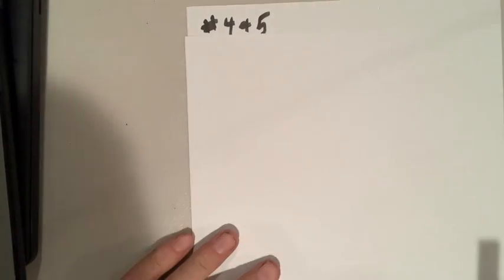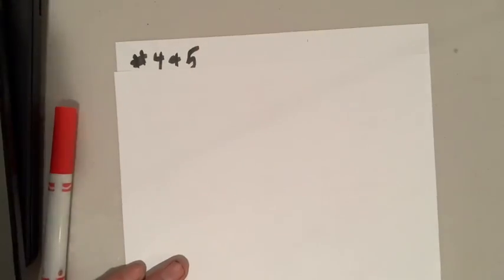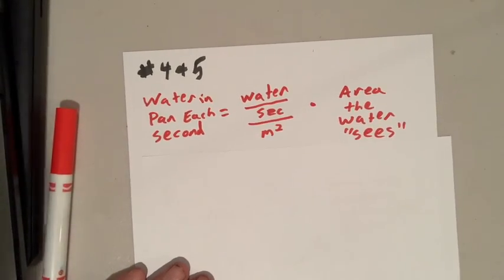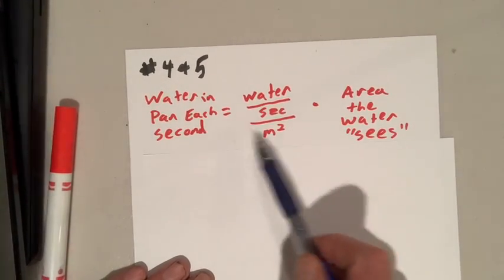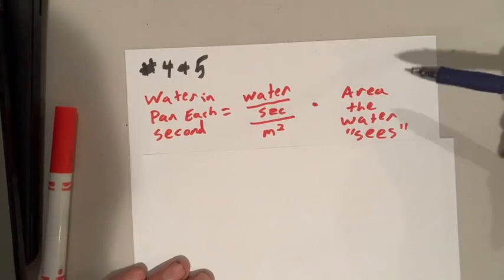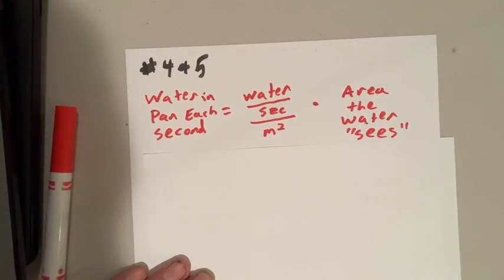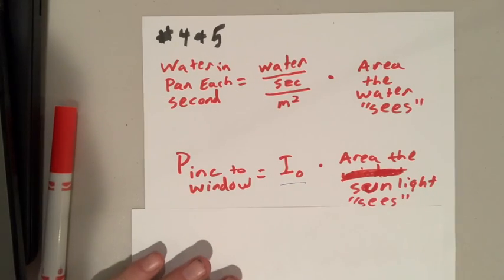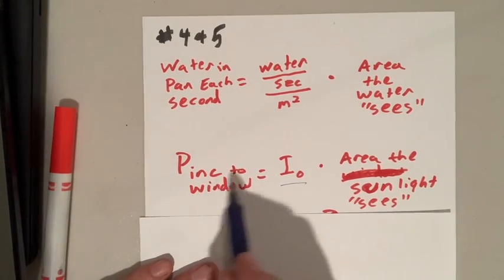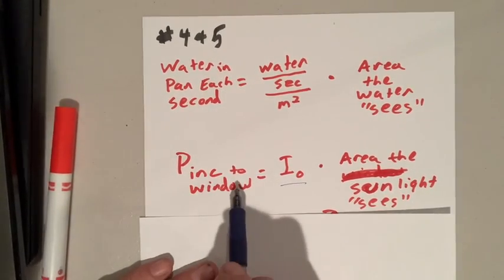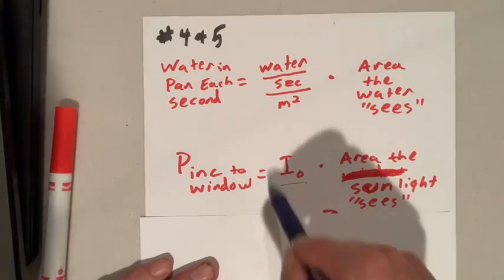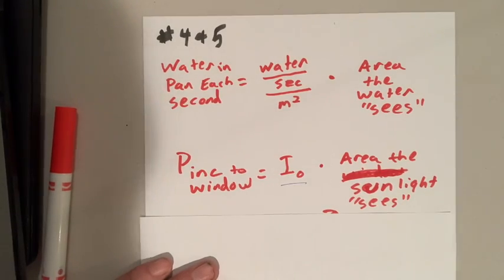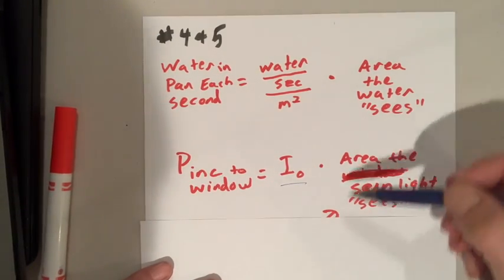So finally, let's try to understand this equation 4 and 5. So conceptually, the water entering the pan each second is equal to the intensity of the water per second per meter squared, times the area that the water sees. In terms of sunlight, the incident to the window power, joules per second, is equal to the intensity of the sun, the joules per second per meter squared, times the area that the sun actually sees.